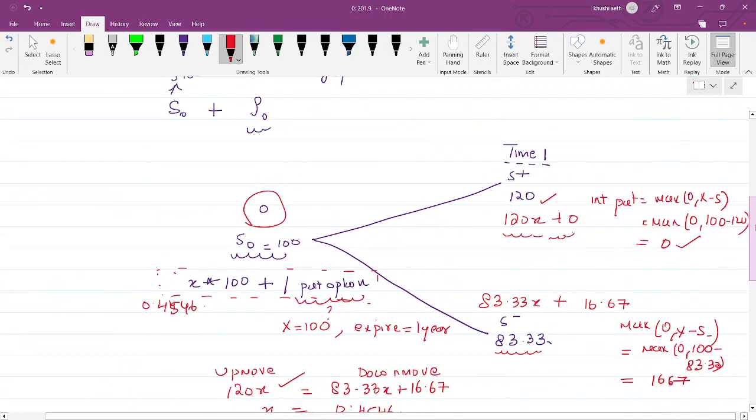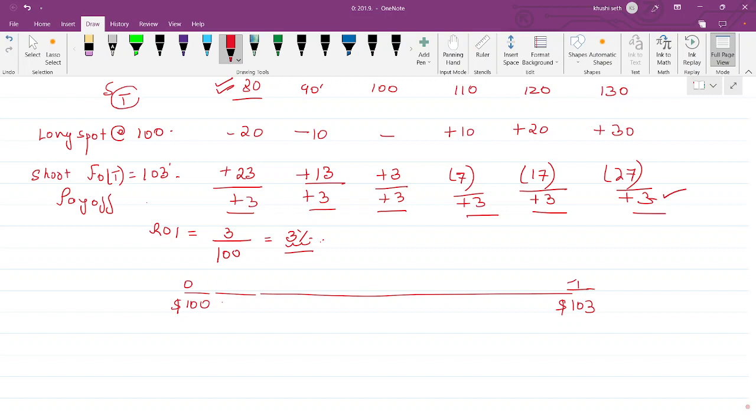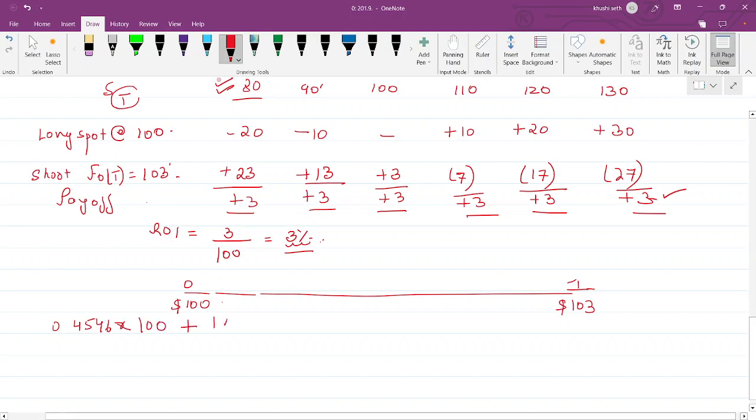राइट। अब मैं अपना ये वाला पोर्टफोलियो का बात करता हूँ, right, where I was long 0.4546 shares of the underlying, and I was long one put. ठीक है? So this was the strategy that I executed at time zero.